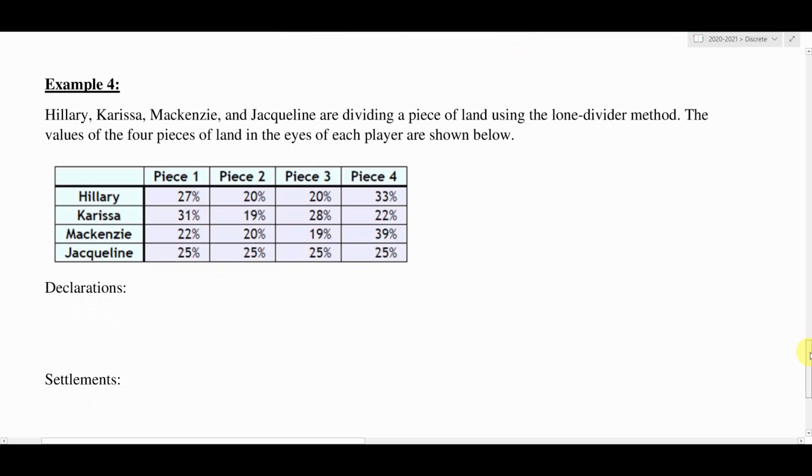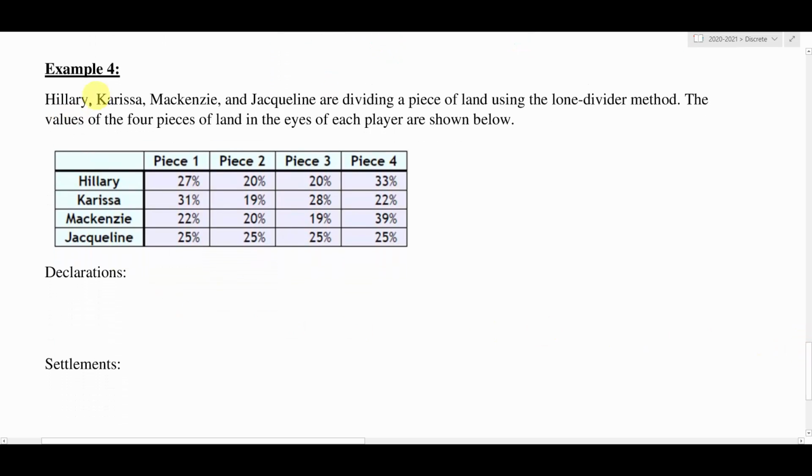All right, last example here that I'm going to show you. We have Hillary, Carissa, Mackenzie, and Jacqueline, and they are dividing a piece of land using the lone divider method. Okay, so this is a different method than divider chooser. This method is nice because it allows us to do a division with more than 2 people, and it actually builds off of the divider chooser method.